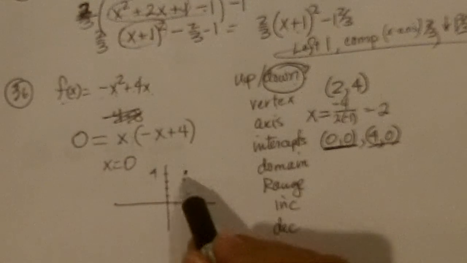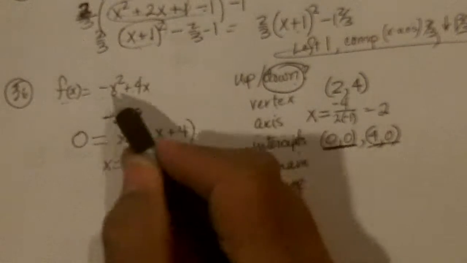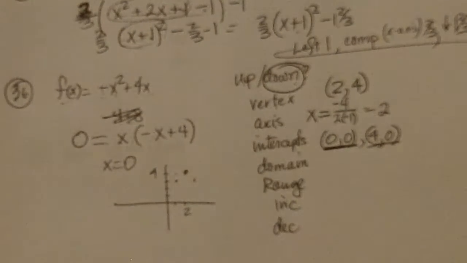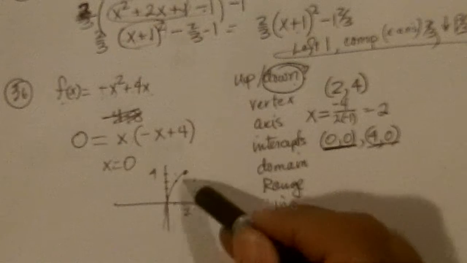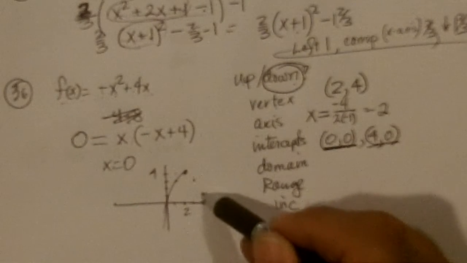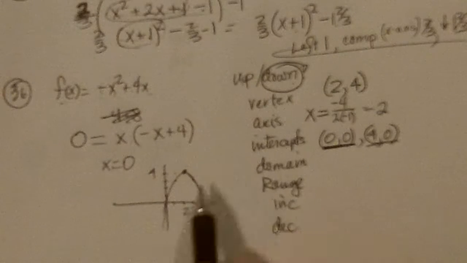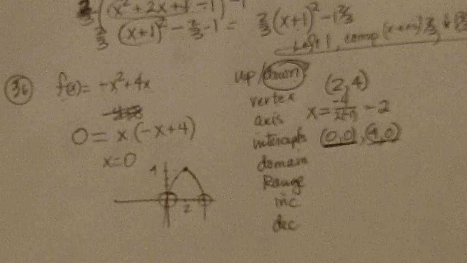It's upside down, so if I move over 1, it goes down 1, over 1, down 1, because it's a 1, so it's not stretched vertically. And over 2 would be down 4, down 4. So it has an x-intercept at (0, 0) and at (4, 0).